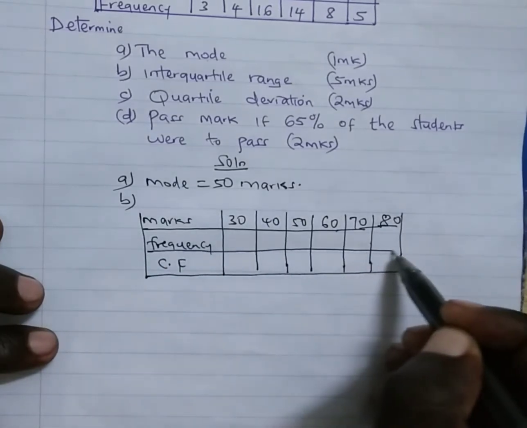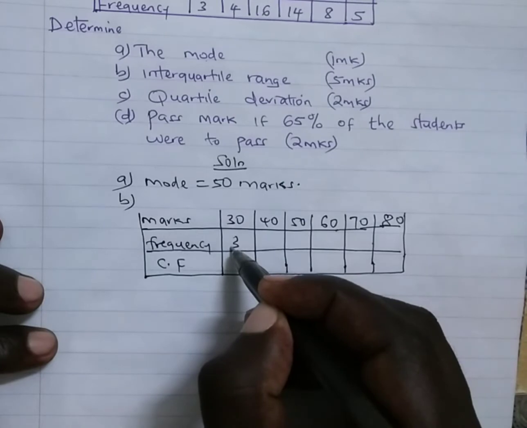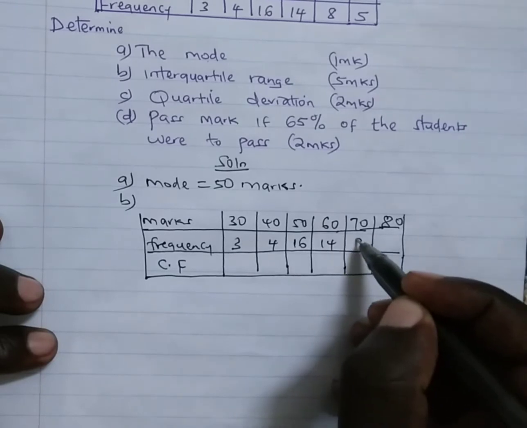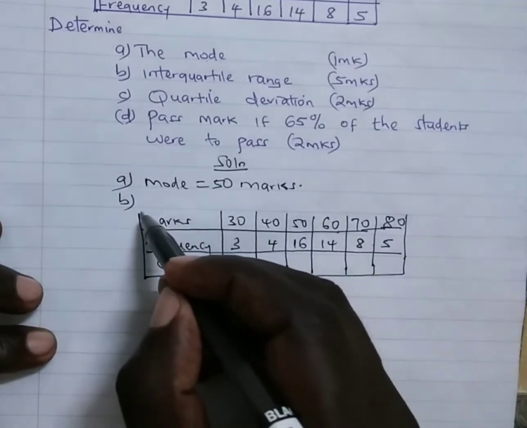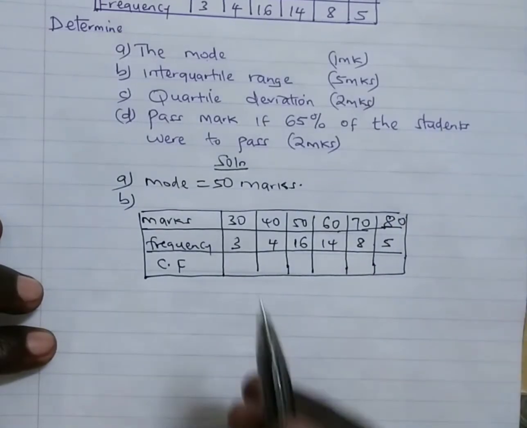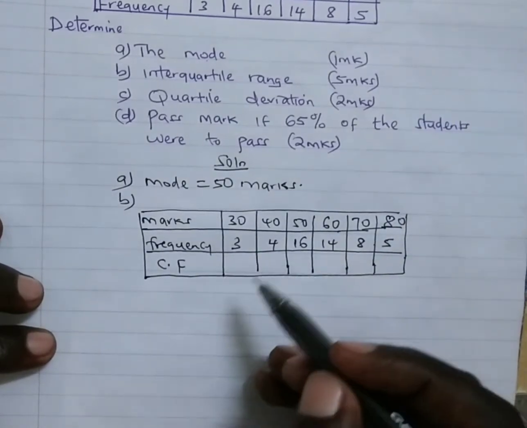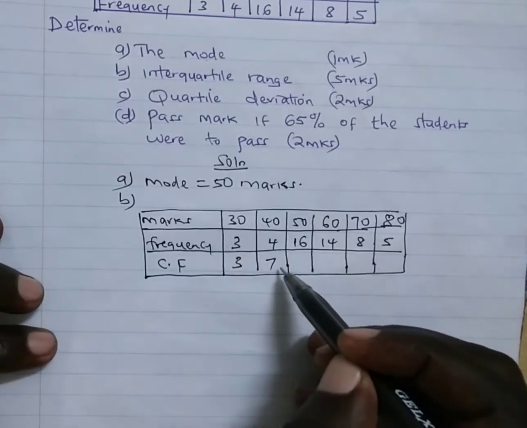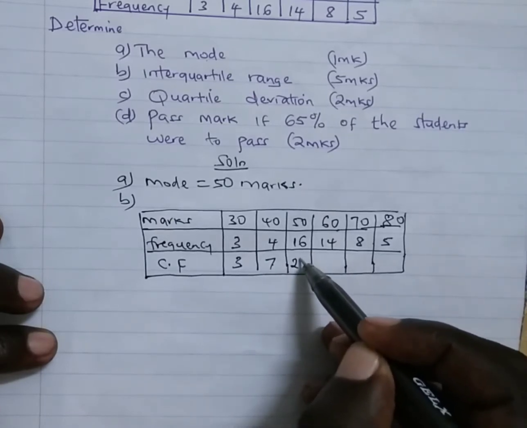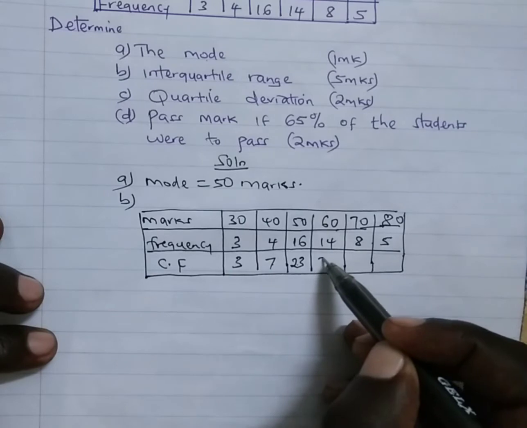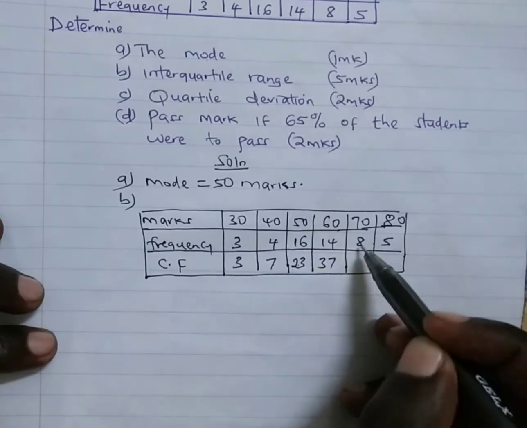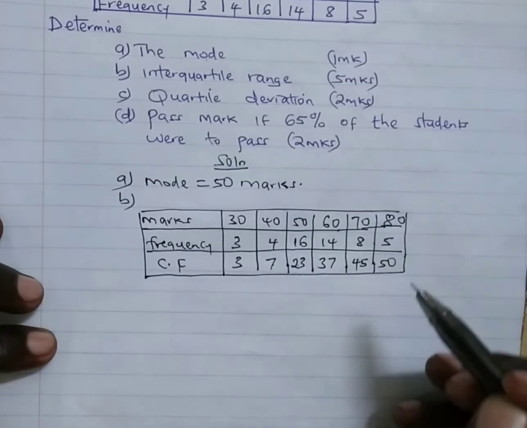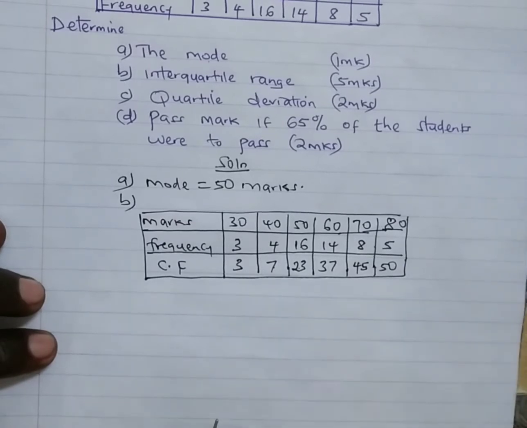We also have the frequency the way it is: 3, 4, 16, 14, 8, and lastly 5. Then the cumulative frequency comes from the frequency, where we begin with the first frequency, which is 3. Then 3 plus 4 you get 7. 7 plus 16 you get 23. 23 plus 14 you get 37. 37 plus 8 you get 45. And 45 you add 5, you get a total of 50.